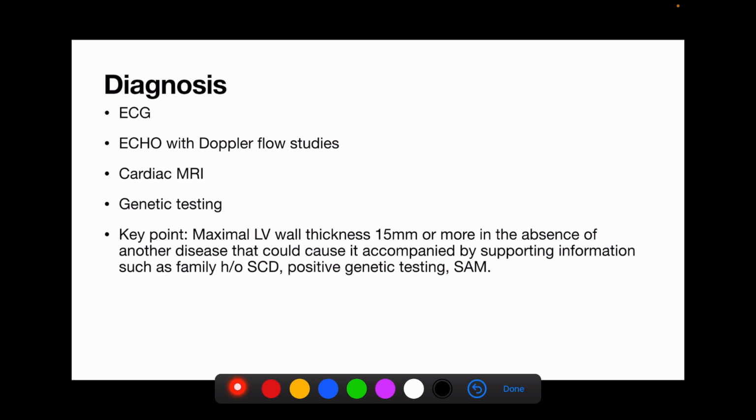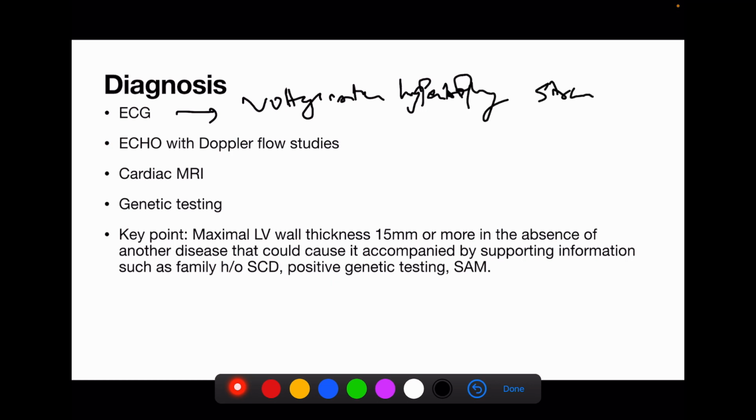So how do you diagnose this condition? When you do the ECG for these patients, you can see that you meet the voltage criteria for chamber hypertrophy, that is the left ventricular hypertrophy, or you can see a strain pattern with T inversions. And this is highly non-specific. You can never diagnose this condition with the ECG alone.